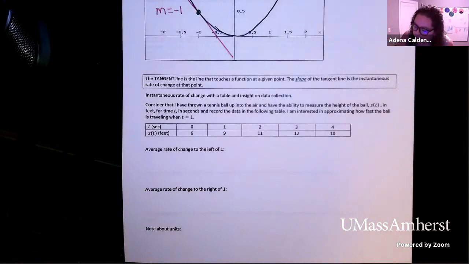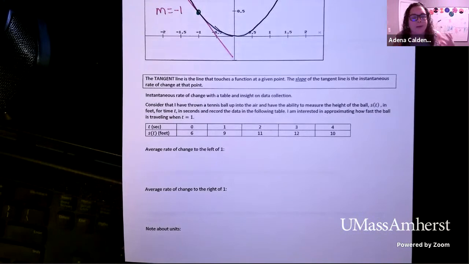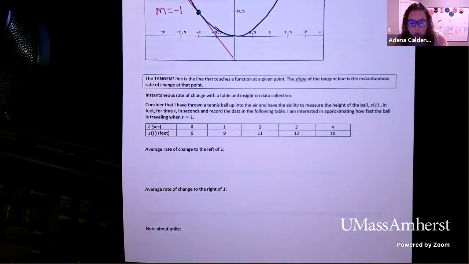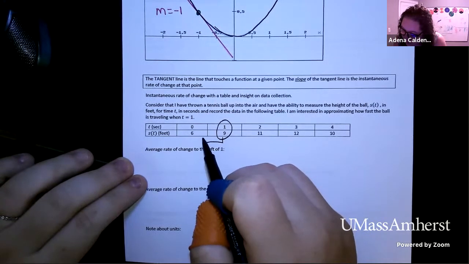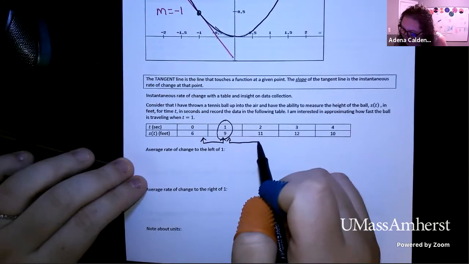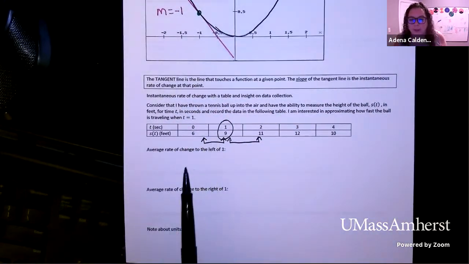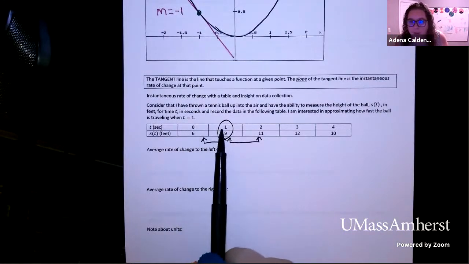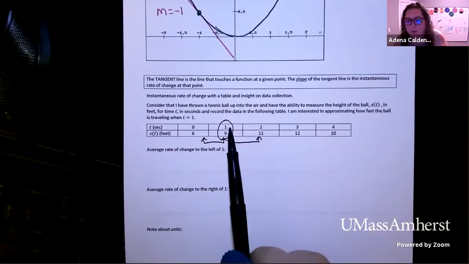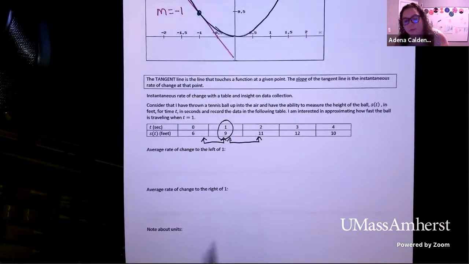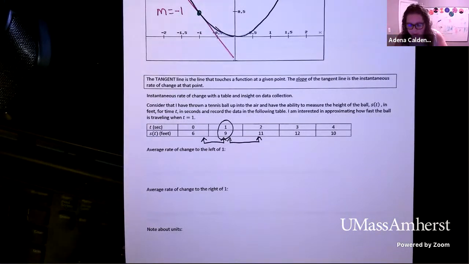So if we wanted to try to approximate what is happening at 1, I want to know exactly how quickly the ball is traveling at time equals 1. The way that I start this process when I have data on a table is to look at the average rate of change to the left and to the right of 1. Here's 1. I want to use the data both to the left and to the right. So I'd like you to use the data in the table to find the average rate of change to the left of 1, using the 0, 6 and the 1, 9 points. And then also to the right of 1, using the 1, 9 and the 2, 11 points. I'm going to give you about 2 minutes to work out those calculations. Feel free to check in with someone next to you, and then we'll go through it together.